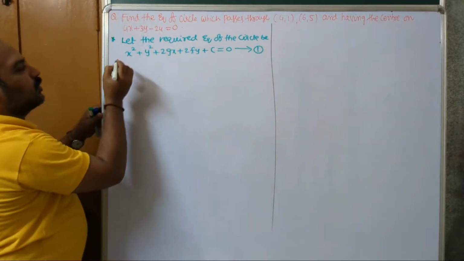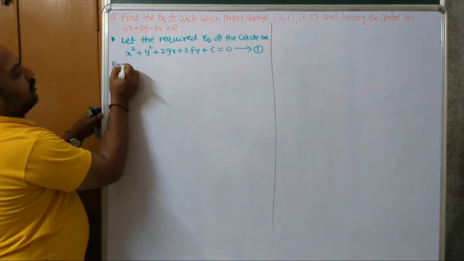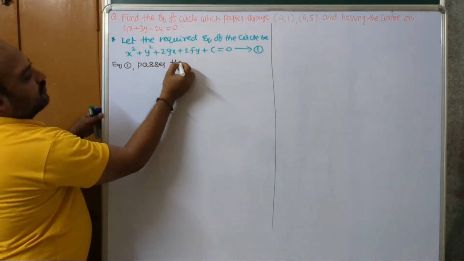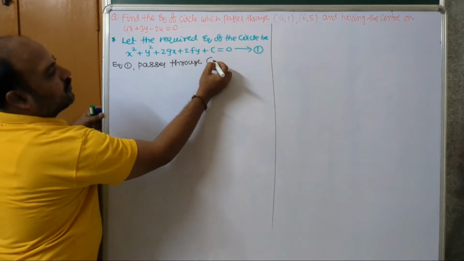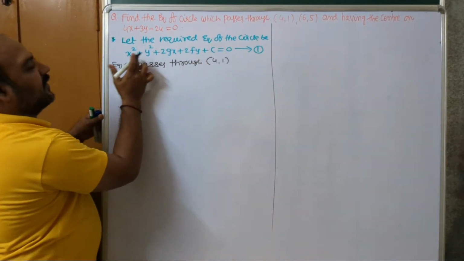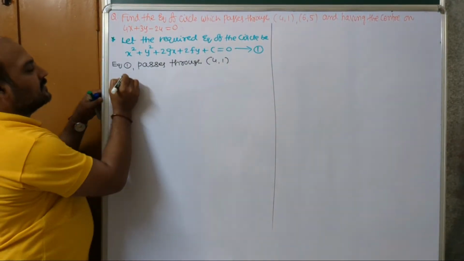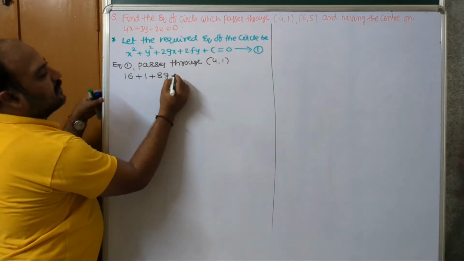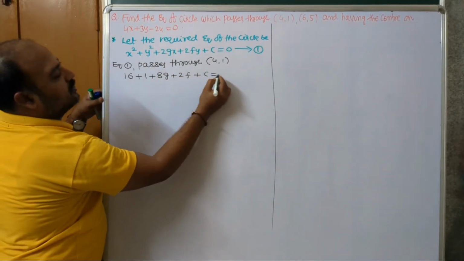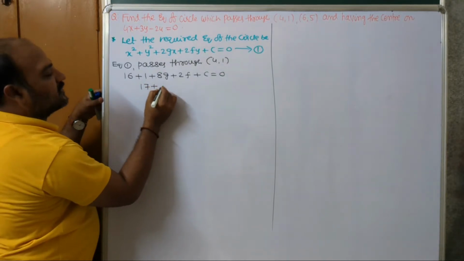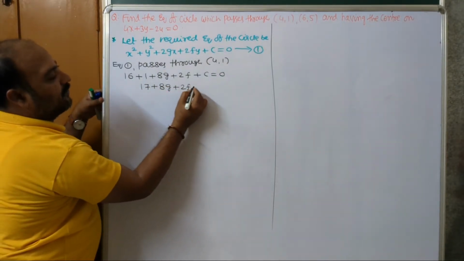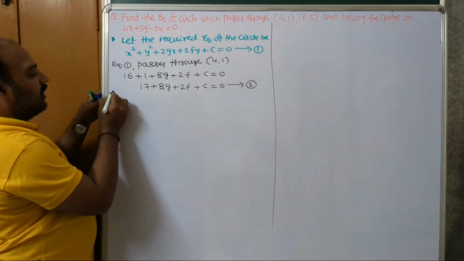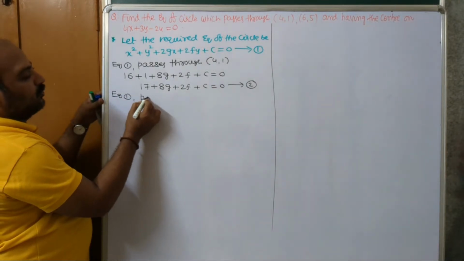Equation 1 passes through the first point 4, 1. In place of x and y, 4, 1 replace. 16 directly I am writing, plus 1 plus 8g plus 2f plus c equal to 0. So 17 plus 8g plus 2f plus c equal to 0. Keep it as equation number 2.